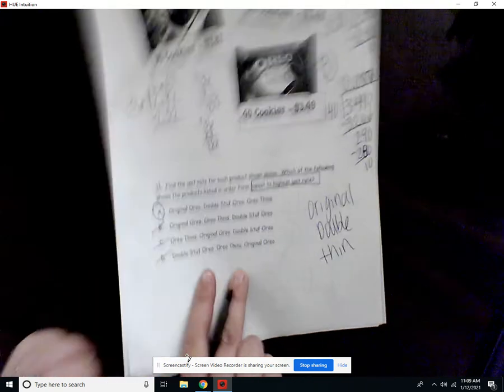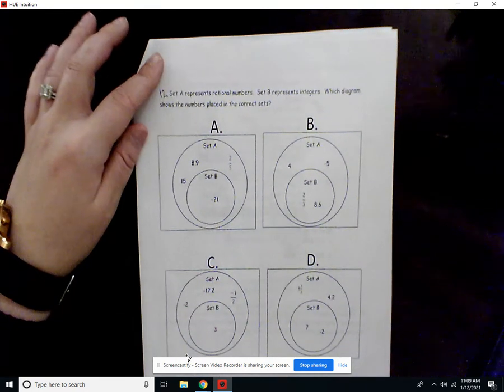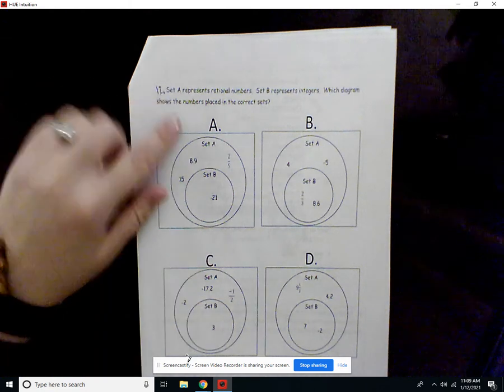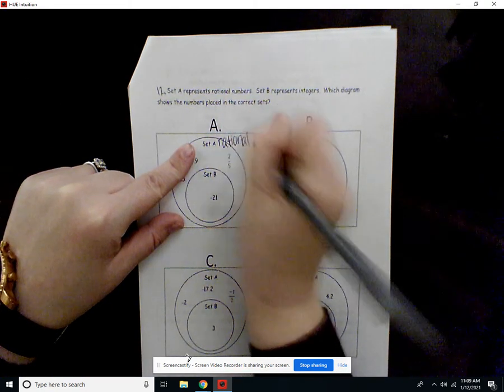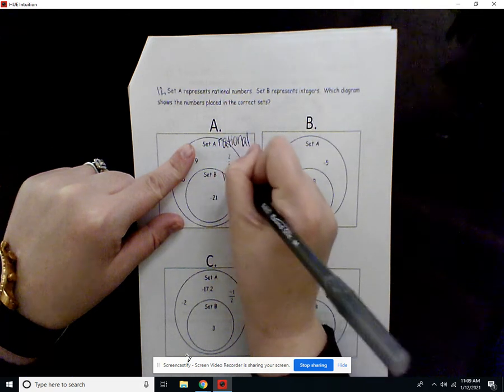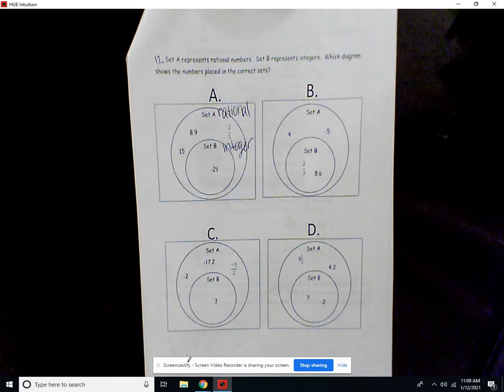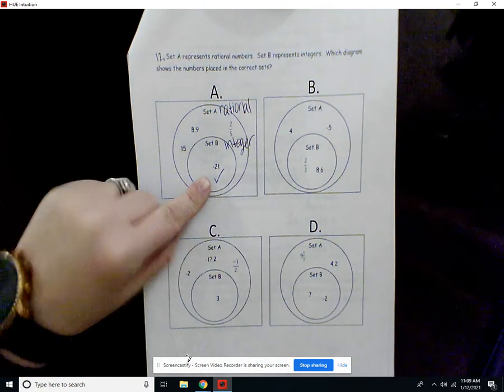All right, number 12. Set A represents rational. Set B is integers. Which diagram shows the numbers placed in the correct set? So A is rational. B is integer. Okay, so first we're going to make sure everything is an integer in the right spot. So negative 21 is an integer.